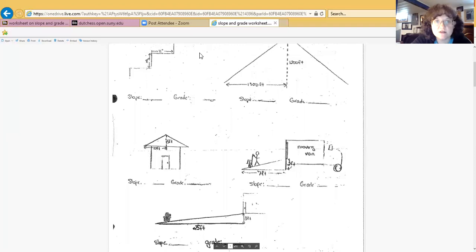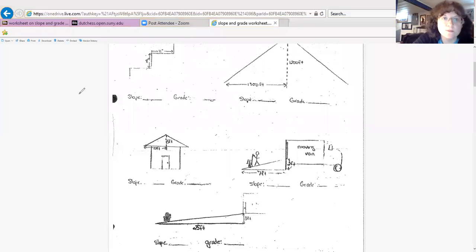I was just referring to a set of stairs. It has a vertical distance of 8 inches and a horizontal distance of 11 inches. And so that would tell us that our slope is rise, which is 8 over 11. My slope here is going to be 8 over 11. Now, grade is simply slope converted to a percent.